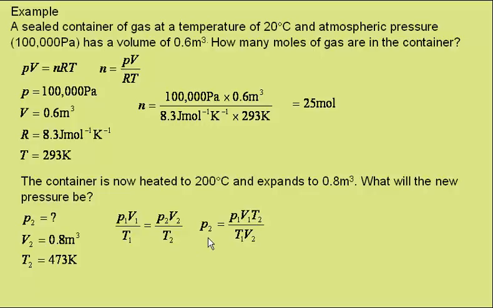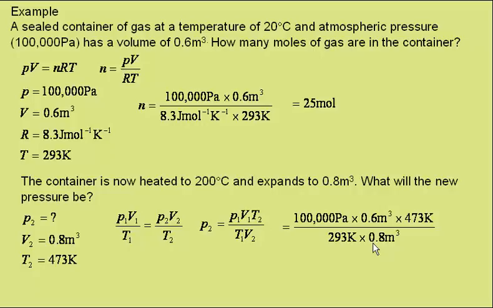rearranging for pressure 2, putting in the values, we had 100,000 pascals times a volume 1 of 0.6 cubic meters. The second temperature is 200 degrees Celsius or 473 Kelvin, divided by temperature 1 of 293 Kelvin, and the second volume of 0.8 cubic meters. This gives a new pressure of 121,075 pascals.